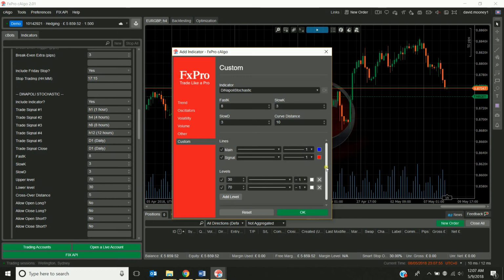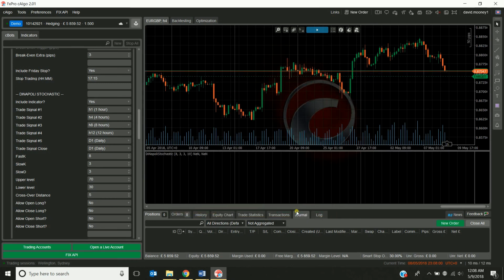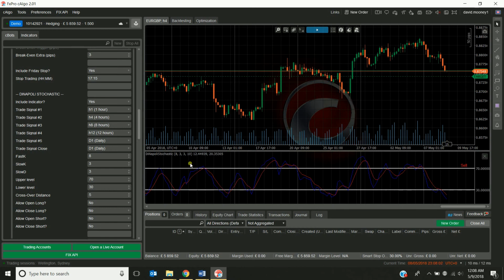That should be everything for this setup here, so just go ahead and click OK and that will automatically add the indicator on your chart here. As you can see, the upper level and the lower level are in white and the indicator itself and both its lines are visible on your chart.